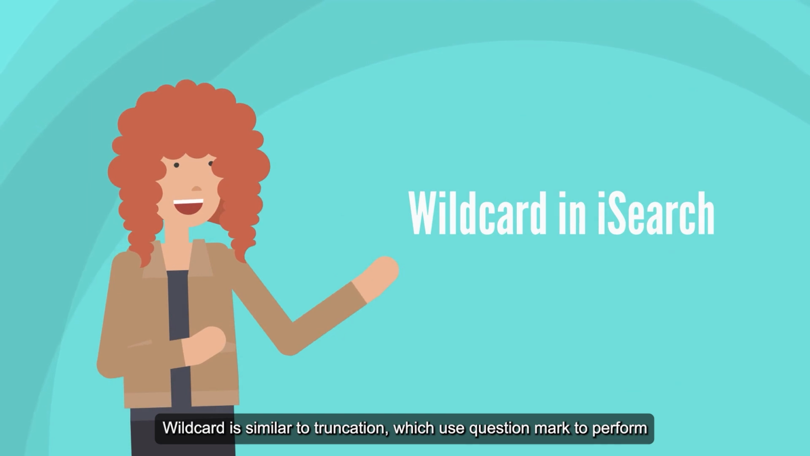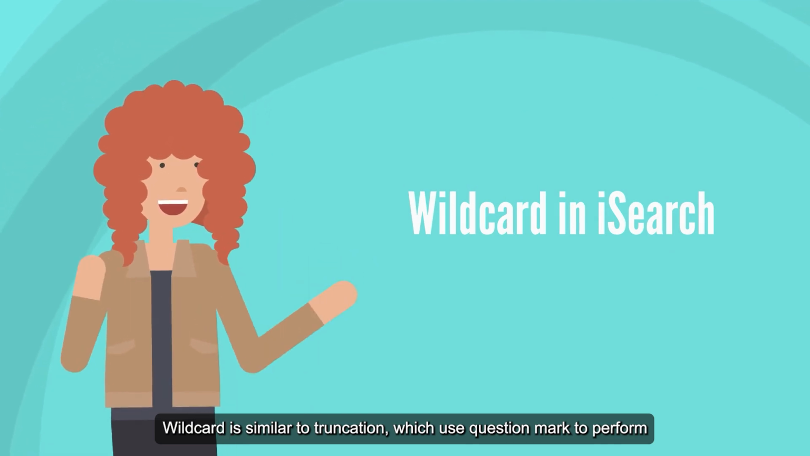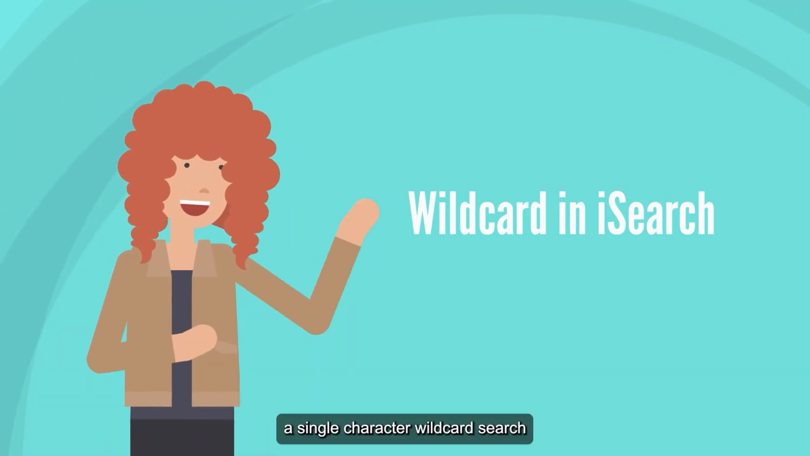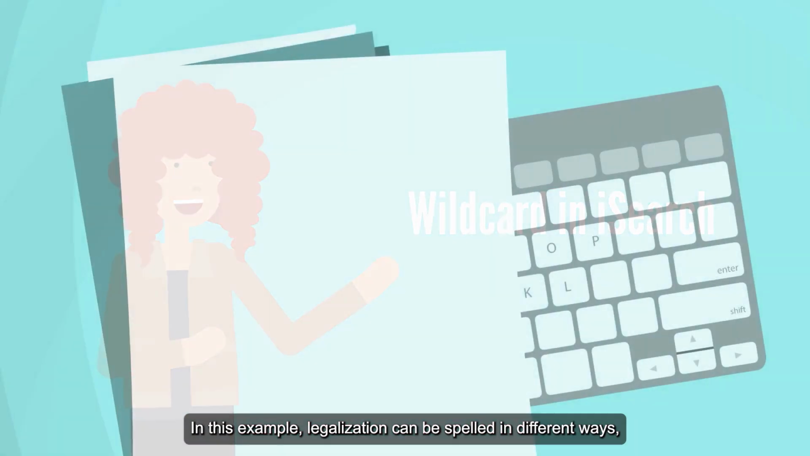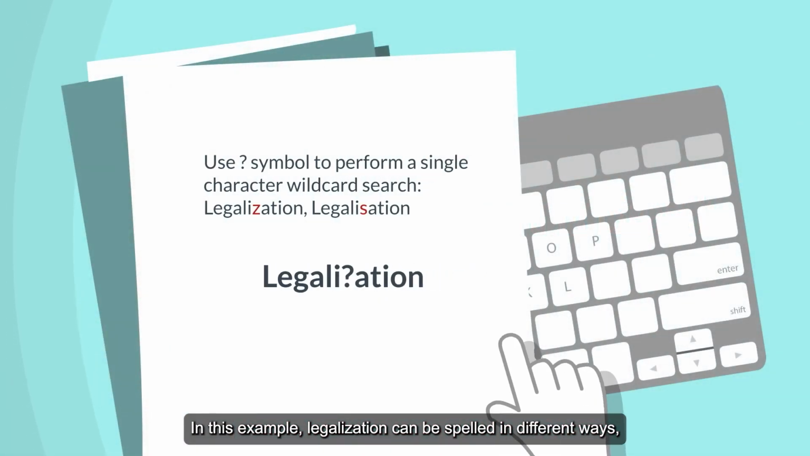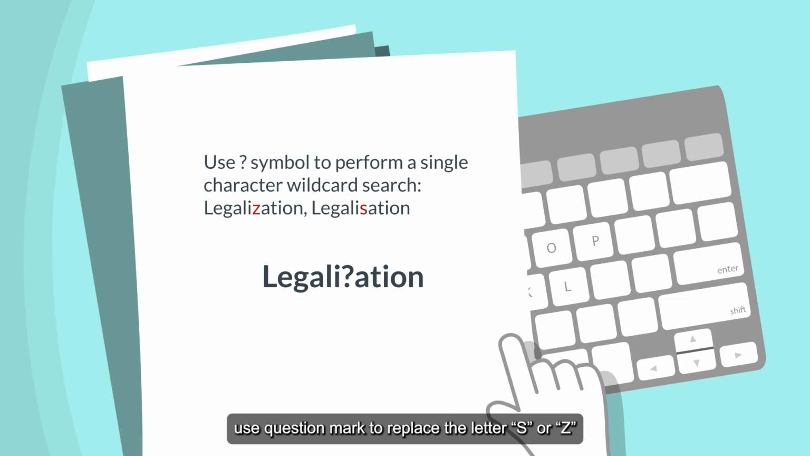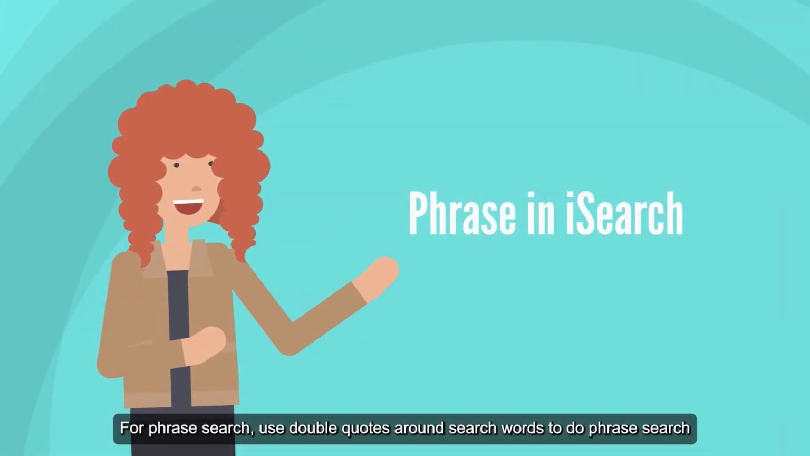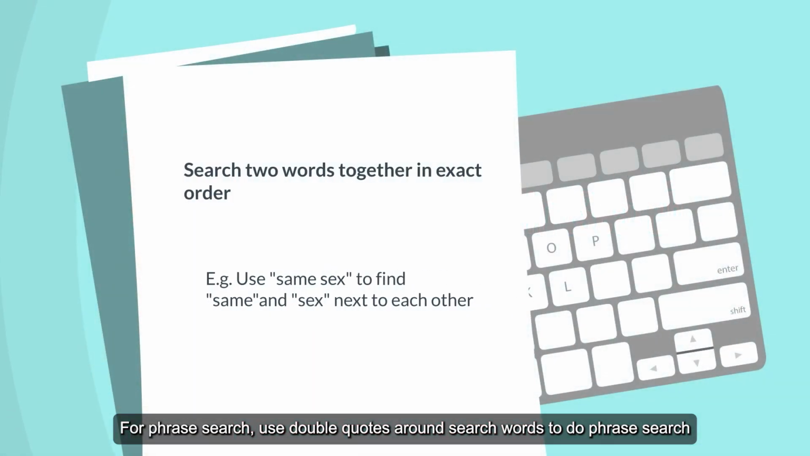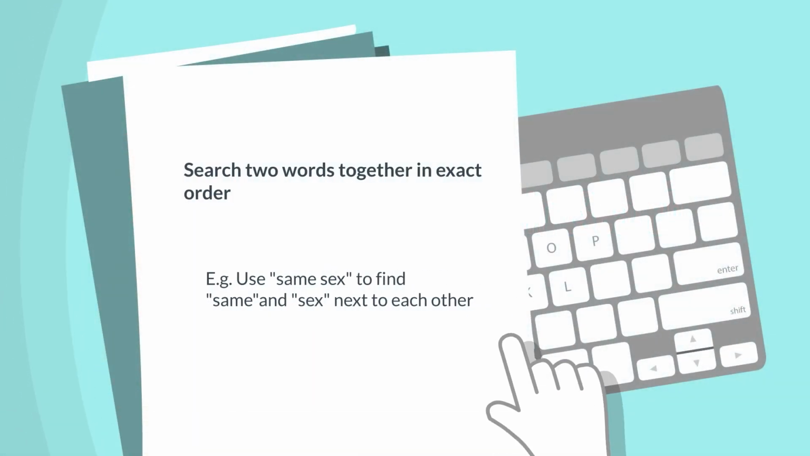Wildcard is similar to truncation, which uses a question mark to perform a single character wildcard search. In this example, legalization can be spelled in different ways. Use a question mark to replace the letter S or Z. For phrase search, use double quotes around search words to do a phrase search.